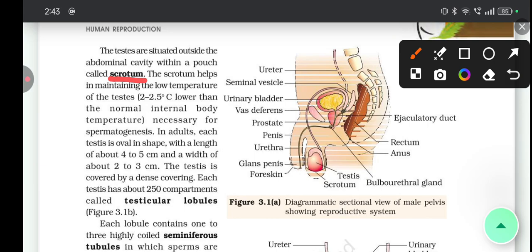Which is necessary for sperm. In adults, the testis is oval in shape with a length of about 4 to 5 cm and a width of about 2 to 3 cm.